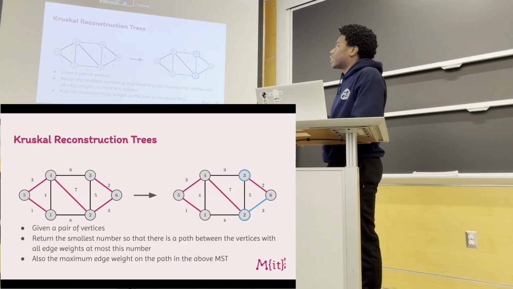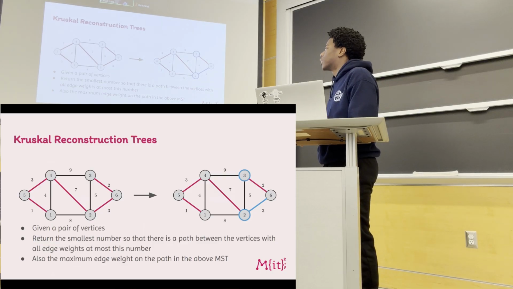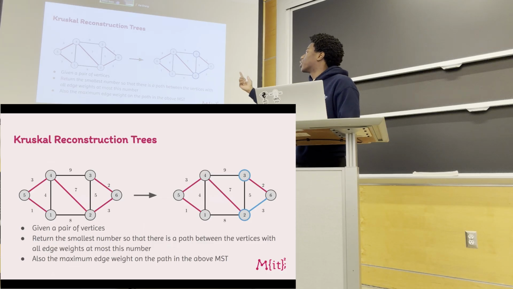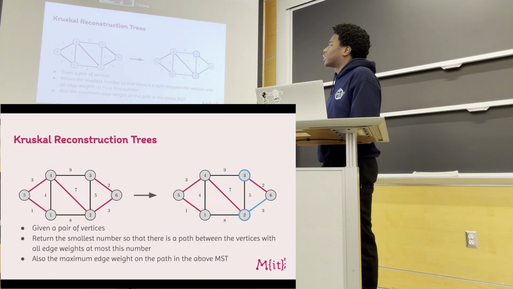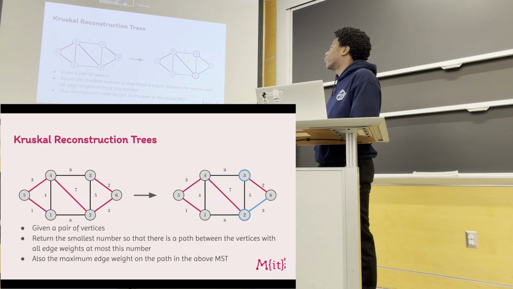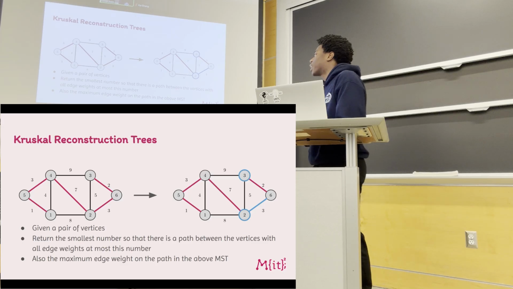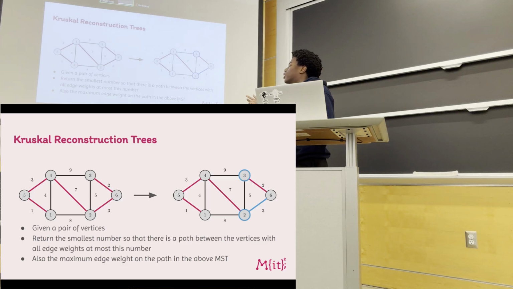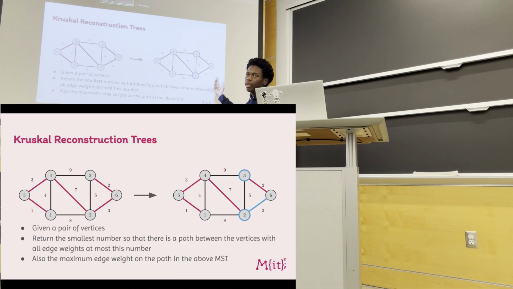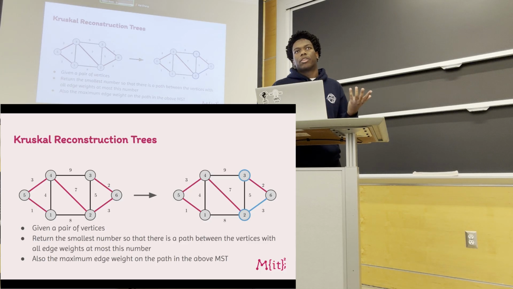Given a query of two vertices, for example vertices 2 and 3 here, you just have to return the smallest number such that there is some path between those two vertices where all the edge weights are at most that number. This also happens to be the max edge weight between the two points in the MST. For example, here 2 and 3, the max edge weight between them is 3. So you would just return 3 in this example.